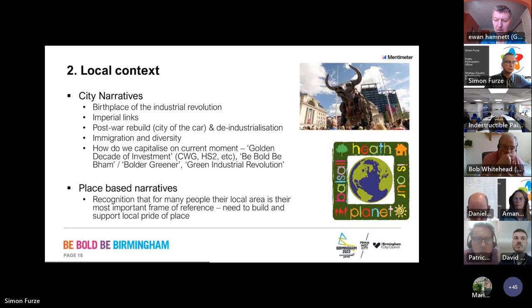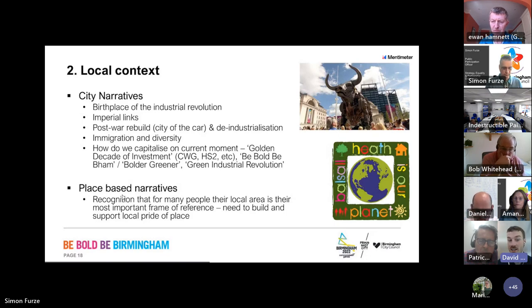Yeah. So, carrying on with that topic, one other thing I wanted to consider was the city narratives, and I guess this is how we think of Birmingham as a place, its history and where it's going in the future. So maybe the ideas around the birthplace of the Industrial Revolution, our imperial links across the globe, and the post-war rebuild of the city, some of which brand it as the city of the car, and deindustrialization, immigration and diversity of the city. And I guess thinking about how can we capitalize on our current moment?